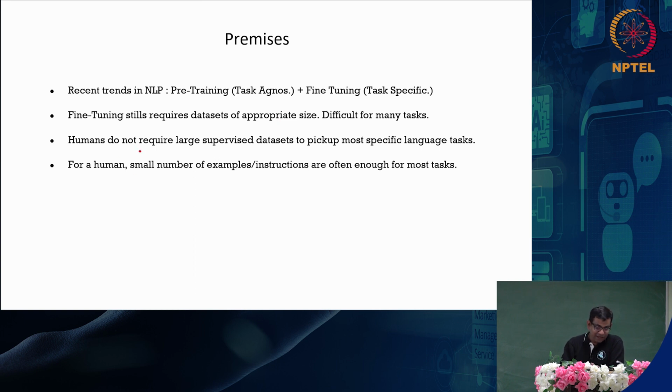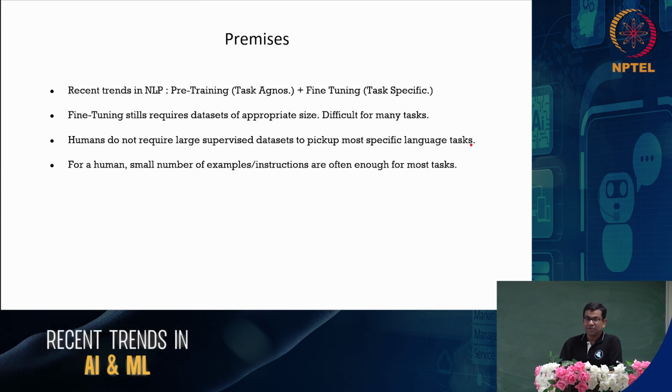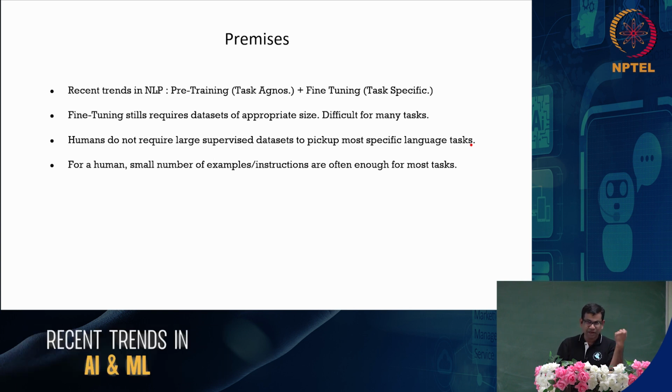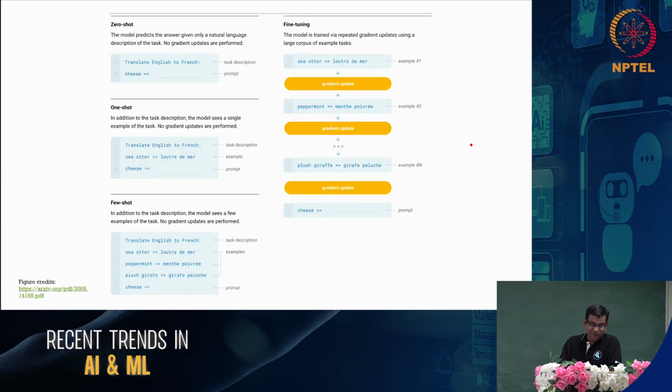Then they had a thought: humans do not require a large supervised dataset to pick up most language tasks. For example, if I say misinformation, I don't need to tell you millions of misinformation examples. If I just tell you the definition of misinformation, probably you will get all of them correct. Same in industry, we face problems like toxic content, hateful content. I don't need to tell you millions of data. As a human being, you can do it by the definition, or maybe one or two examples are sufficient. So from that premise, they tried: if humans can do that, then why not models?